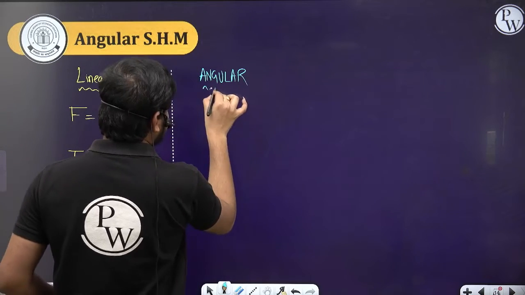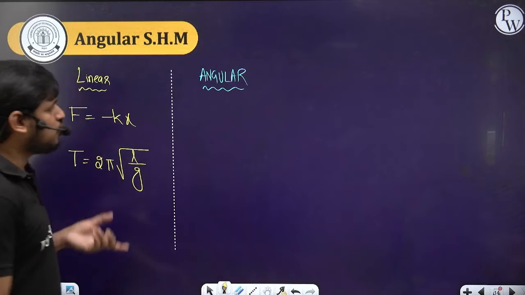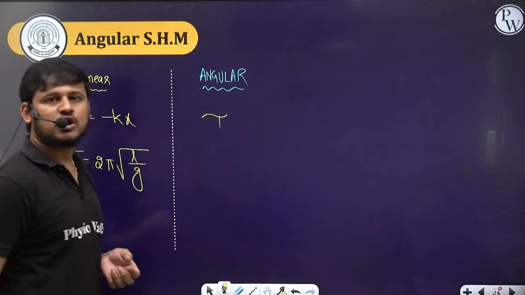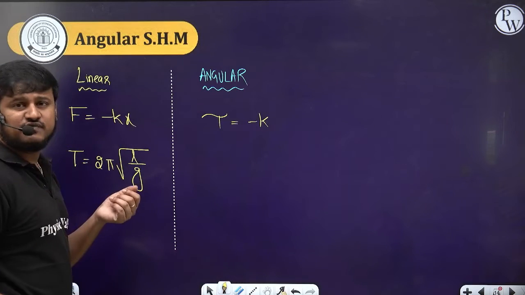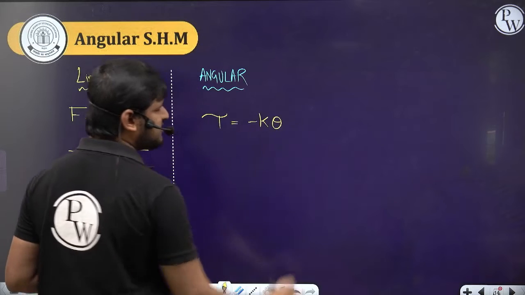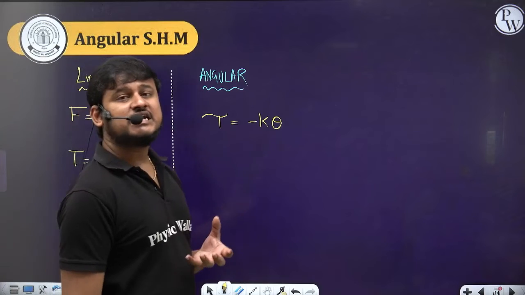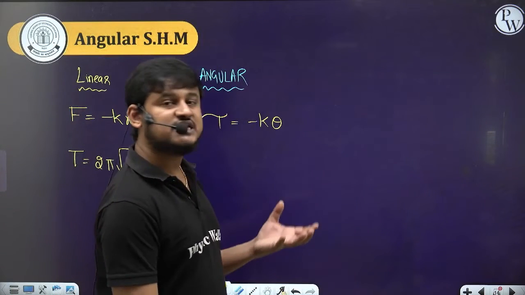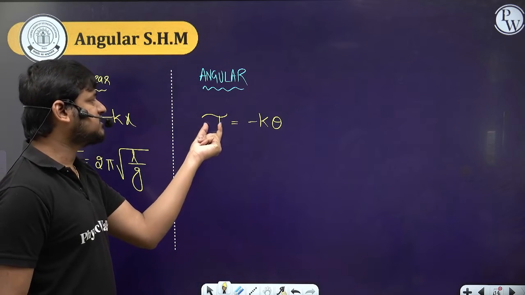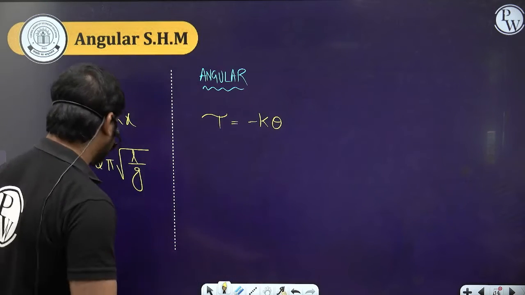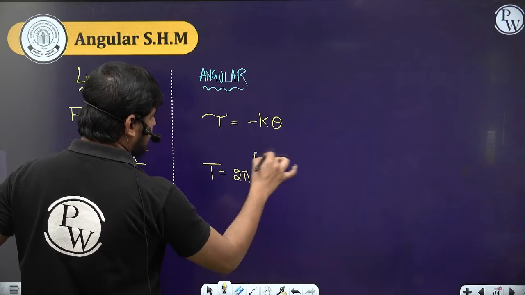So just compare. In place of force, what do we have in the angular? Torque, which is equal to, let it be K, and in place of linear displacement we have the angular displacement theta. You have to represent the net torque acting on the body after displacing it from the mean position, so torque tau is equal to minus k theta.